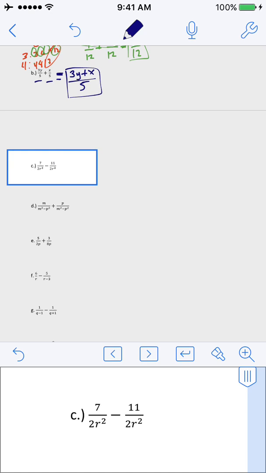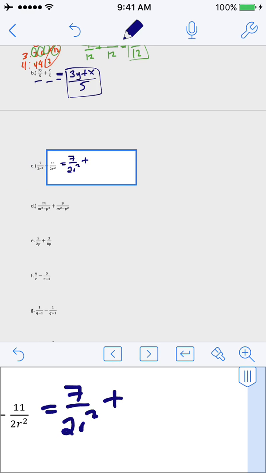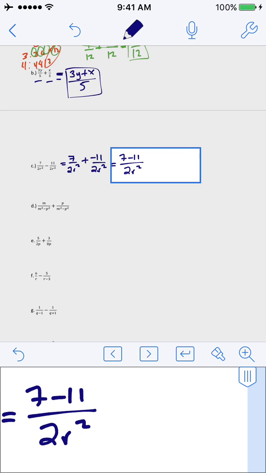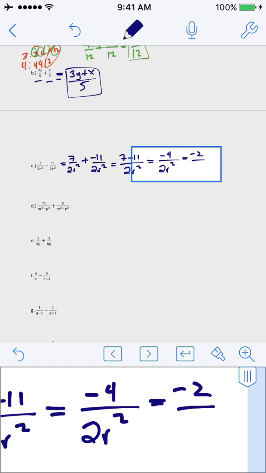C is very similar. It's a subtraction problem though. When we subtract, it's the same thing. Remember that you can rewrite any subtraction problem as an addition problem of a negative number. So we can rewrite this like this and then just put them over the same denominator. And when we do that, we can actually reduce this one because the tops are just numbers. So we get negative 4 over 2r squared. And I can reduce it even more, negative 2 over r squared.